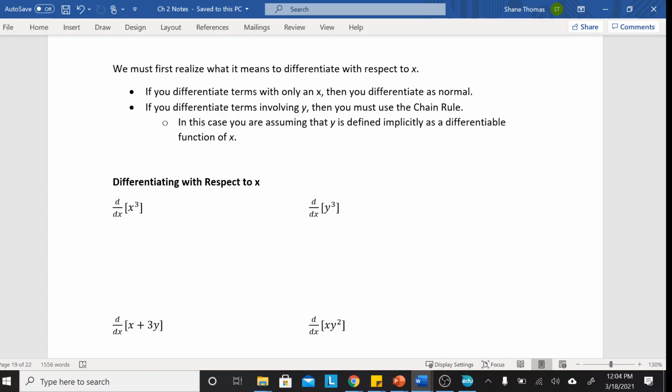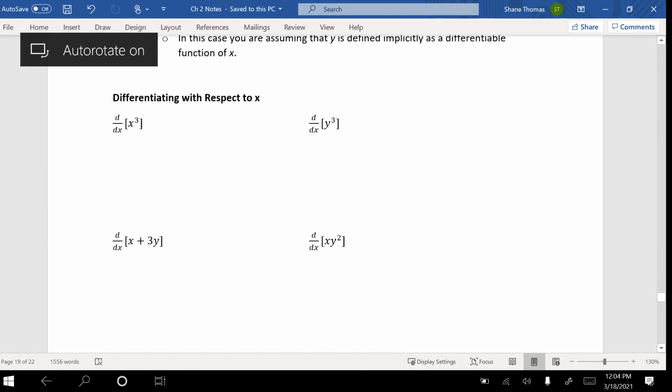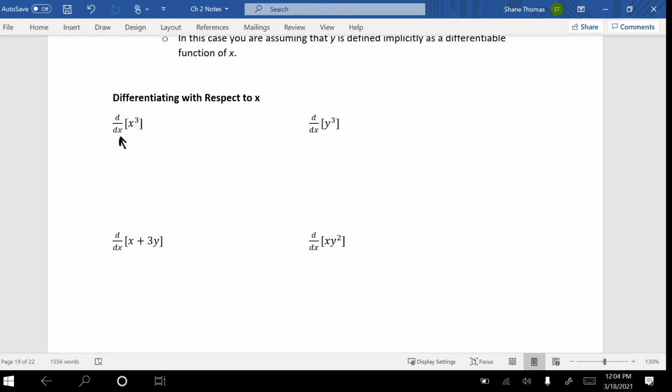All right, so I have a couple examples here, and we're just going to differentiate each one of these with respect to x, just so you can see the difference. The first one here, we have derivative with respect to x, right, dx of x to the third, then we're going to do it with y to the third as well, just to see what it looks like. So first off, we're differentiating with respect to x here. What's the only variable we have? X. So it's easy for us, right? This is just our power rule. What's the derivative of x to the third? 3x squared. Okay, that's simple.